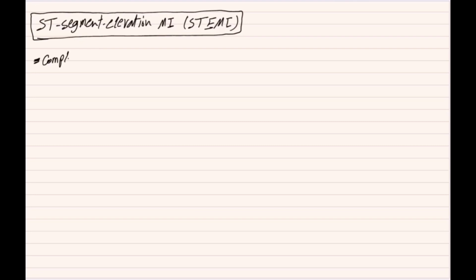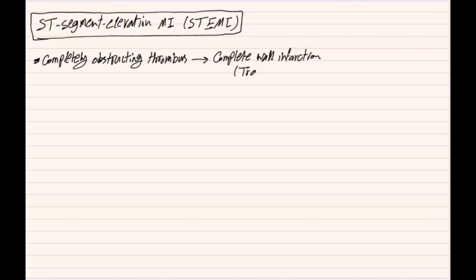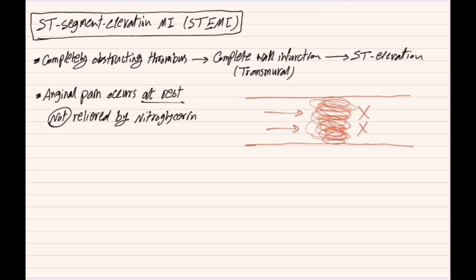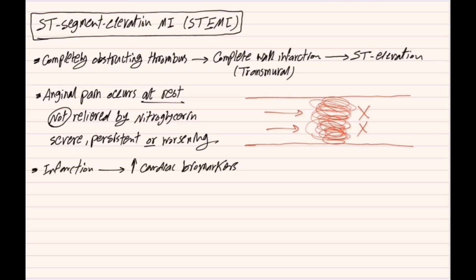Now we can predict the STEMI. STEMI is completely obstructing thrombus, causing complete wall infarction, transmural infarction. And this would show ST segment elevation. And the anginal pain is similar to that of non-STEMI. And of course, infarction happened, meaning increased cardiac biomarkers. To make things easy, let's compare the 4 diseases we talked about so far in a table.